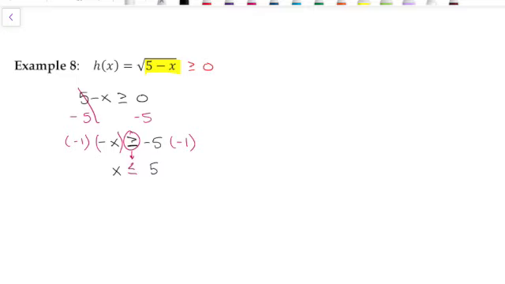Let's see what happens. So we're going to say the square root of 5 minus 6. That's the square root of negative 1. Is that possible? No, it does not exist, right? So we can't put 6 in. So it's less than or equal to 5. All right, so the domain is all numbers less than or equal to 5.